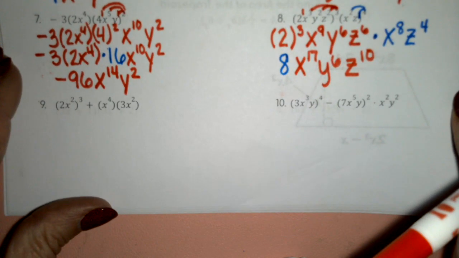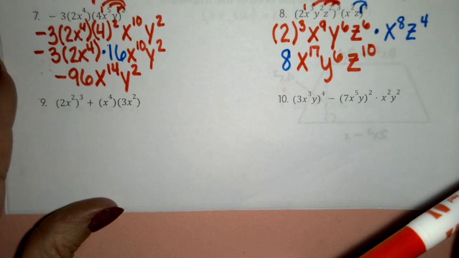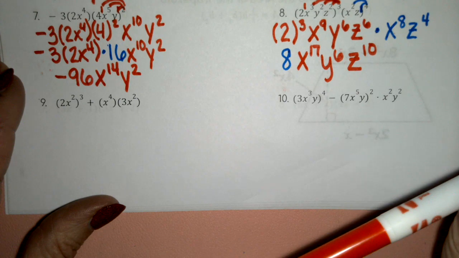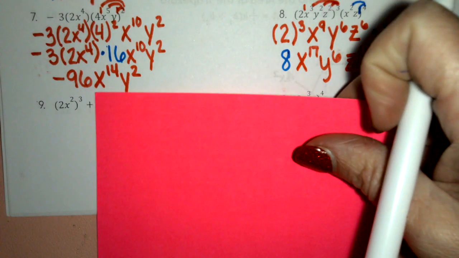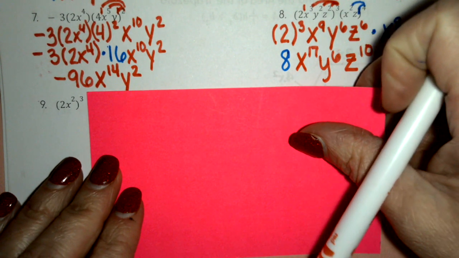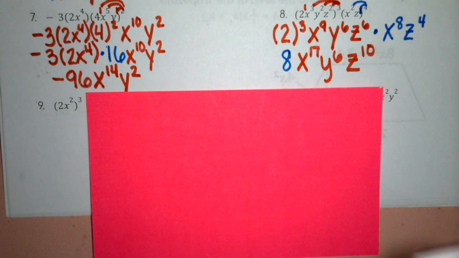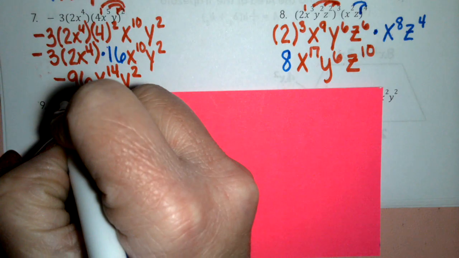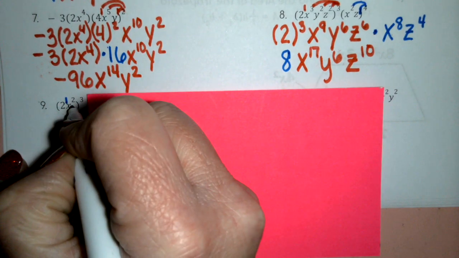Now we get to the little bit more difficult ones that you guys normally mess up a little bit. So we're going to take them one step at a time, just like we did yesterday. We're going to simplify first this side of them. So this has got a 3 on the outside. So we're going to distribute that 3 to the 1 and to the 2.